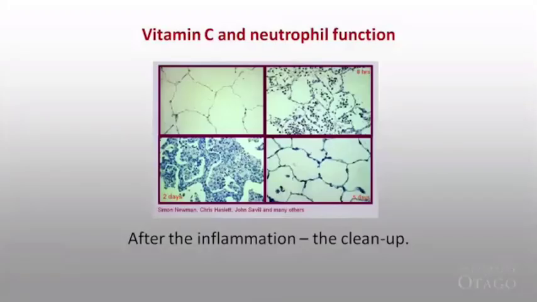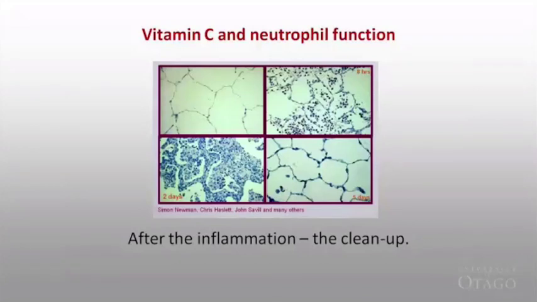Now I said these cells are really good at causing tissue injury, and they're really good at killing bacteria, and they are loaded with proteases and enzymes that can cause havoc if they end up in your body. So we have this whole mechanism of containment of the system, and that needs to work in order to get from here to here. What we need after the inflammation is an effective cleanup, and it's in this aspect that we're interested in vitamin C.